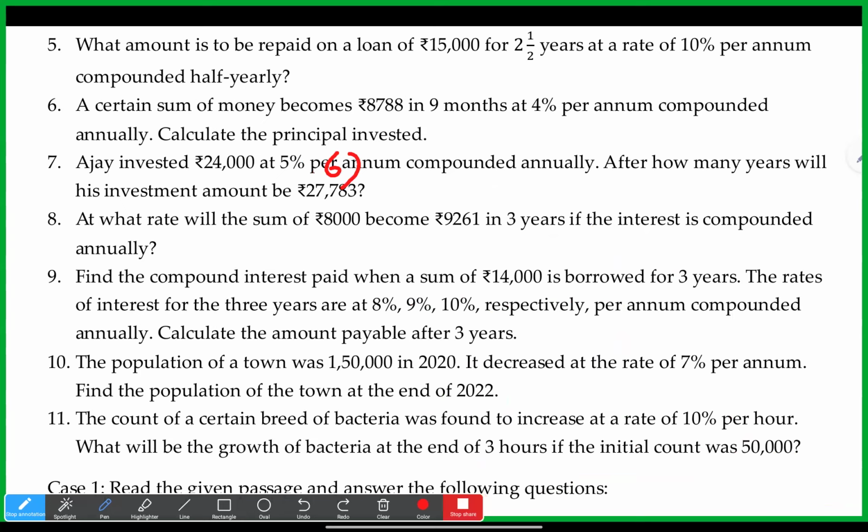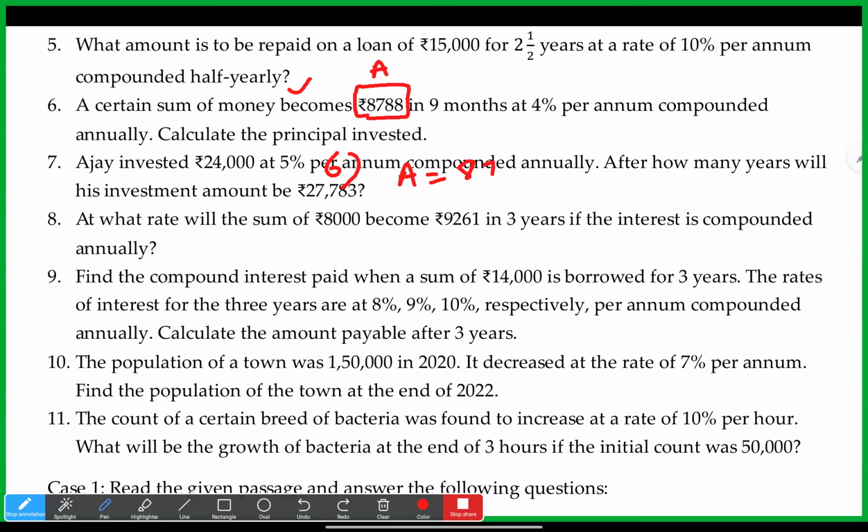Shall I read the question, Ishwa? A certain sum of money becomes rupees 8,788 in 9 months at 4% per annum compounded annually. Calculate the principal invested. Yes, Ishwa. This time, a certain sum of money becomes 8788. It becomes 8788, means this is the amount, Ishwa. It becomes, means it's the final value.